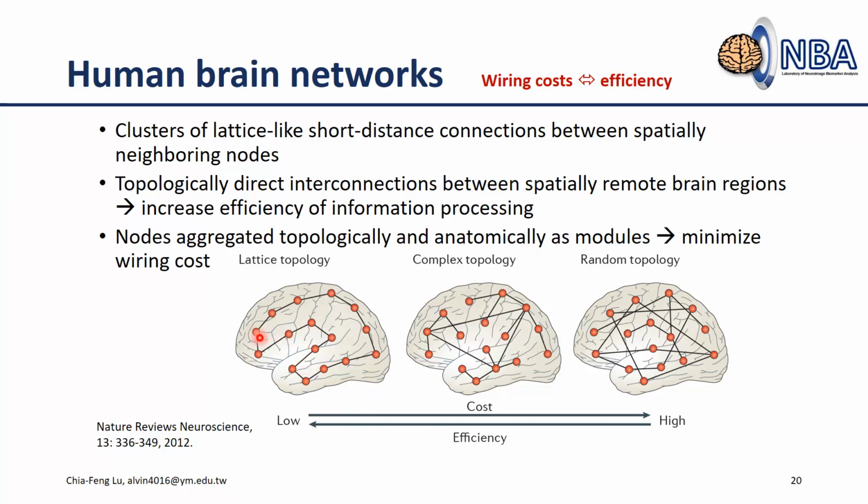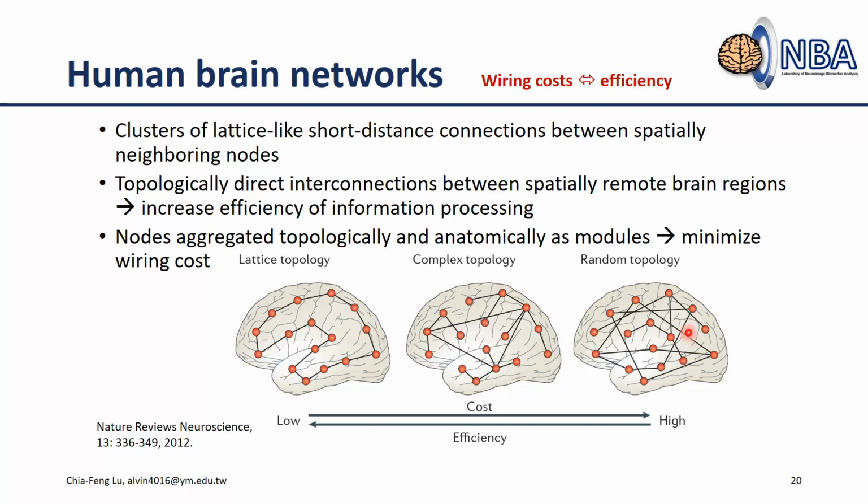Why? If you want to send a message, a neuronal signal, from this node, from the frontal region to your occipital lobe, you need to take so many steps. You don't have one quick way or shortcut from this point to this point. So you have very low cost, but also a very, very bad efficiency in your brain.